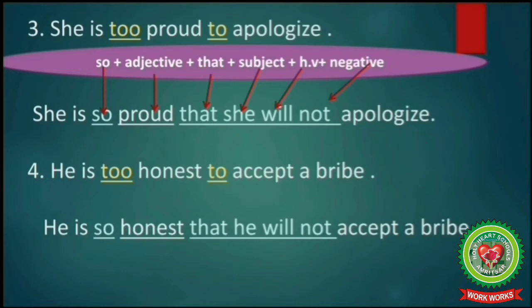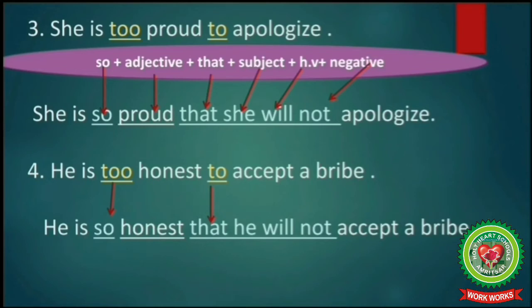Now let's take one more example like this. He is too honest to accept a bribe. Now here students, again, he is very honest. Now here the person can accept the bribe, but he is very honest, so he will not do this. So here we will change TOO into so and an infinitive into that plus subject plus helping verb plus not.